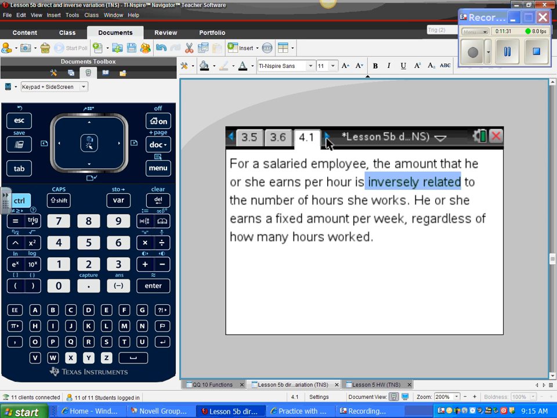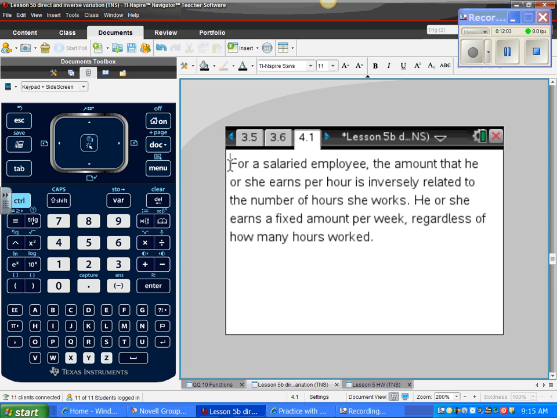All right. For a salaried employee, the amount that he or she earns per hour is inversely related to the number of hours she works. He or she earns a fixed amount per week, regardless of how many hours he or she works. So I'm a salaried employee, right? Am I better off working less hours per week or more? Less. Why? Right, I get paid the same either way. Okay, my paycheck isn't going to go up because I stayed 60 hours instead of 40 hours.